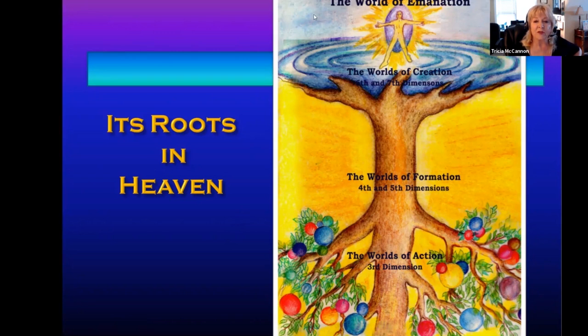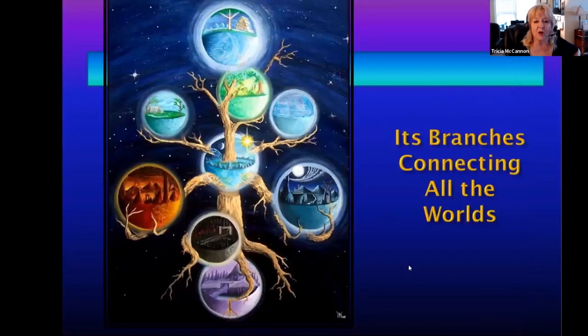This would be called the world of emanation, beyond the world of form. This is the worlds of creation, the 6th and 7th dimension. These are the worlds of formation, the 4th and 5th dimension, and these are the worlds of action, where all the 3rd dimensional planets are. So again, the roots in heaven. Its branches connecting all the worlds.